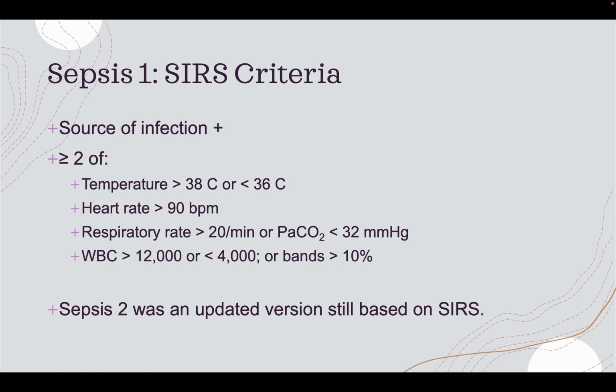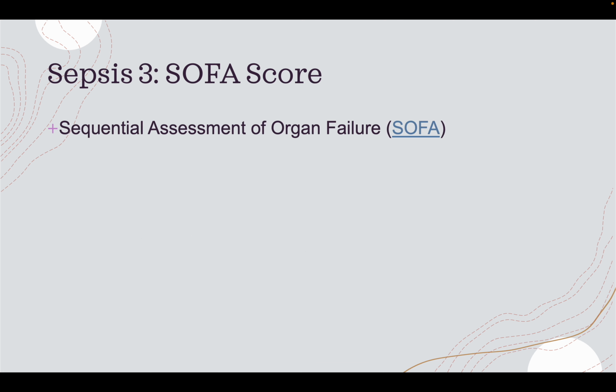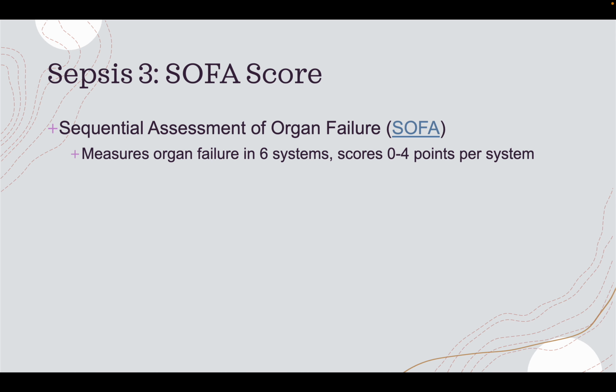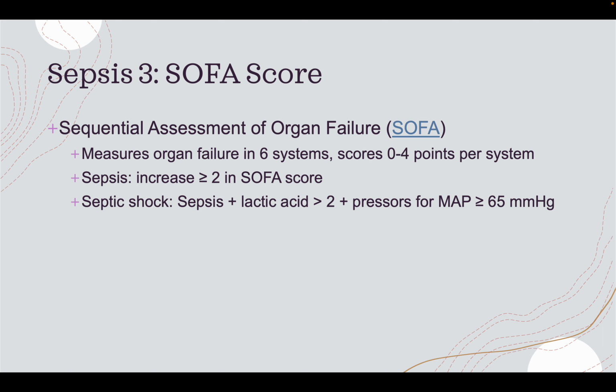Sepsis 2 was an update in the early 2000s, still based on SIRS, but with some additional details. Sepsis 3 is from 2016, is the most recent, and it uses something called the Sequential Assessment of Organ Failure, a broader tool which measures organ failure in 6 different systems and gives each system a score from 0 to 4 points, with 0 being working properly and 4 being completely failed. Sepsis then is an increase greater than or equal to 2 in your SOFA score. Septic shock is sepsis plus lactic acid greater than 2 in the serum plus pressors for mean arterial pressure maintenance greater than or equal to 65 millimeters of mercury.